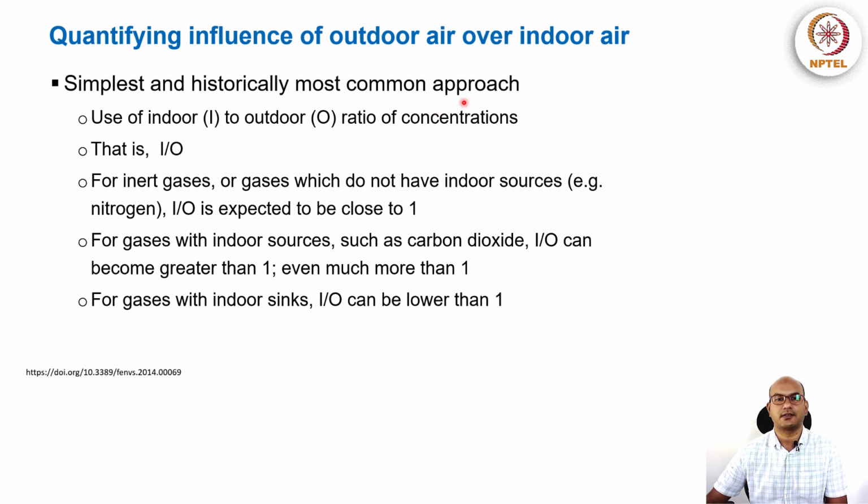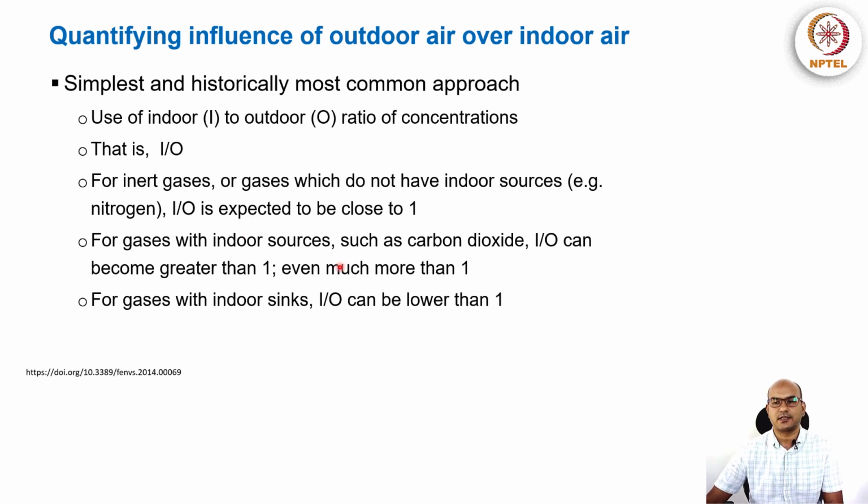The simplest and historically most common approach used to quantify the influence of outdoor air over indoor air has been the indoor to outdoor ratio of concentrations, that is I by O: indoor air concentrations divided by outdoor air concentrations. In general, for inert gases, or gases which do not have any indoor source, I by O is expected to be close to 1 if there is good ventilation.